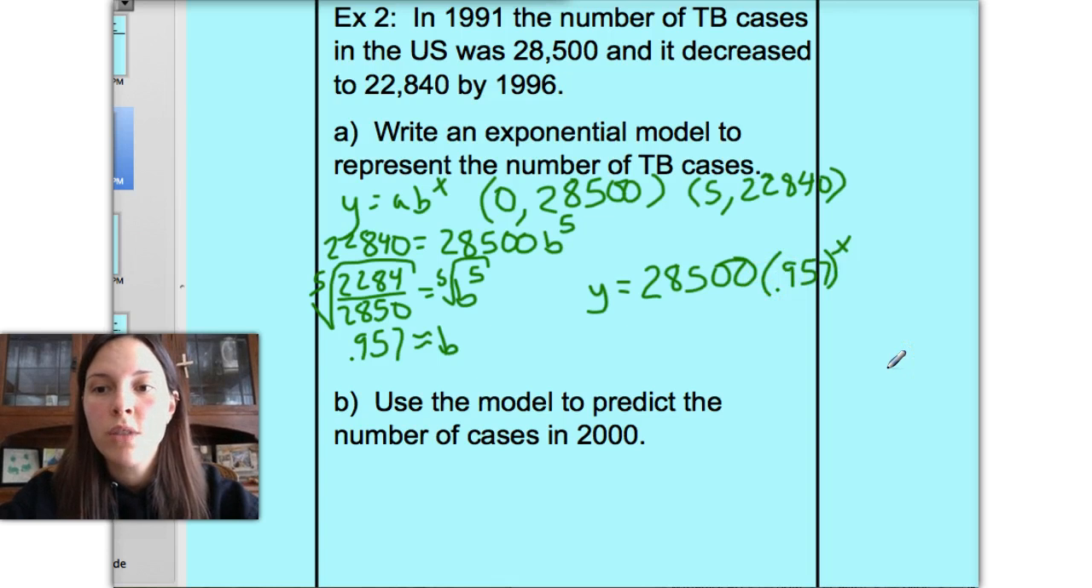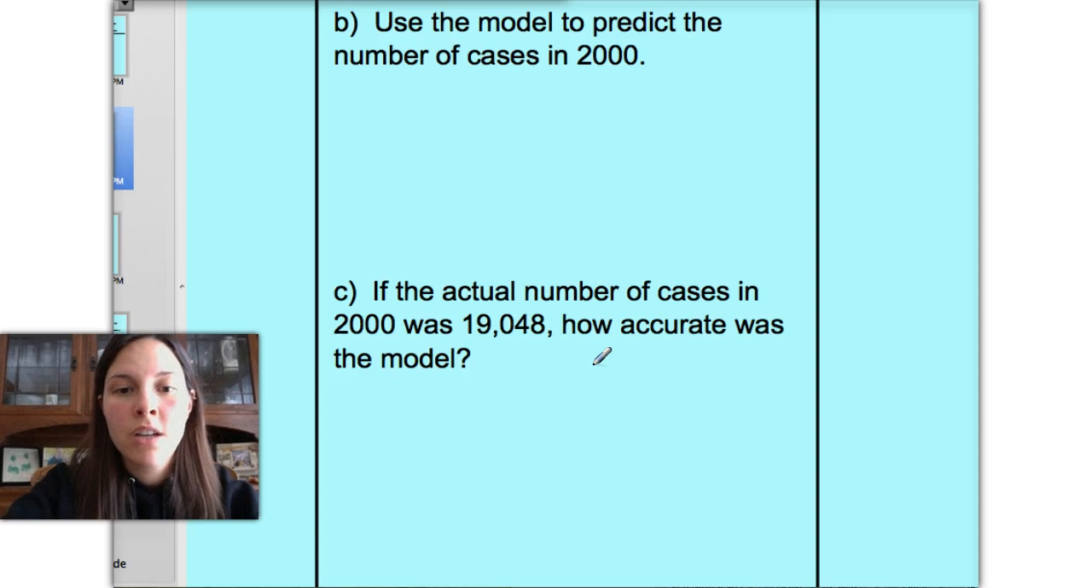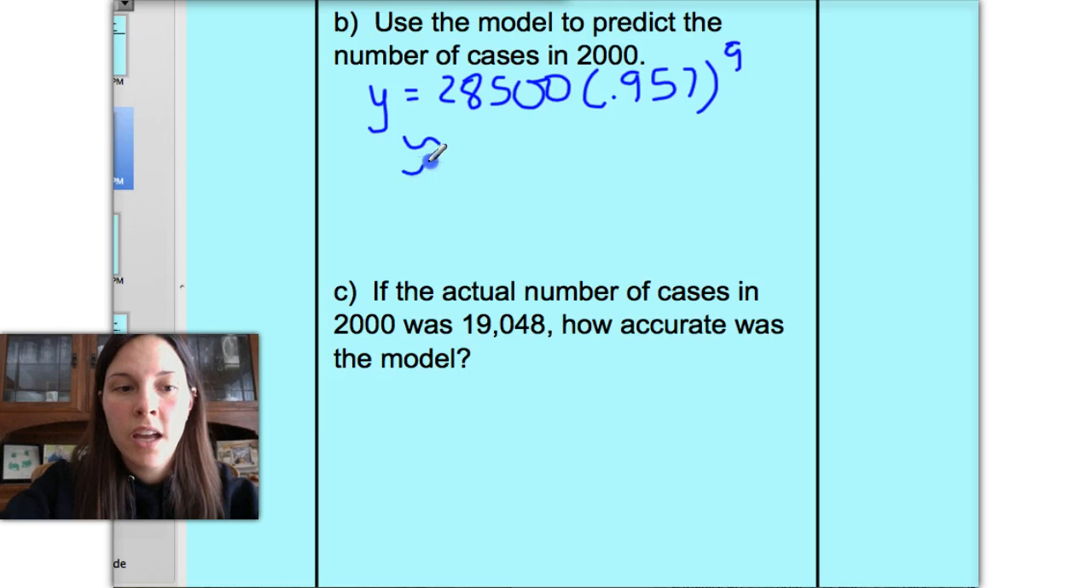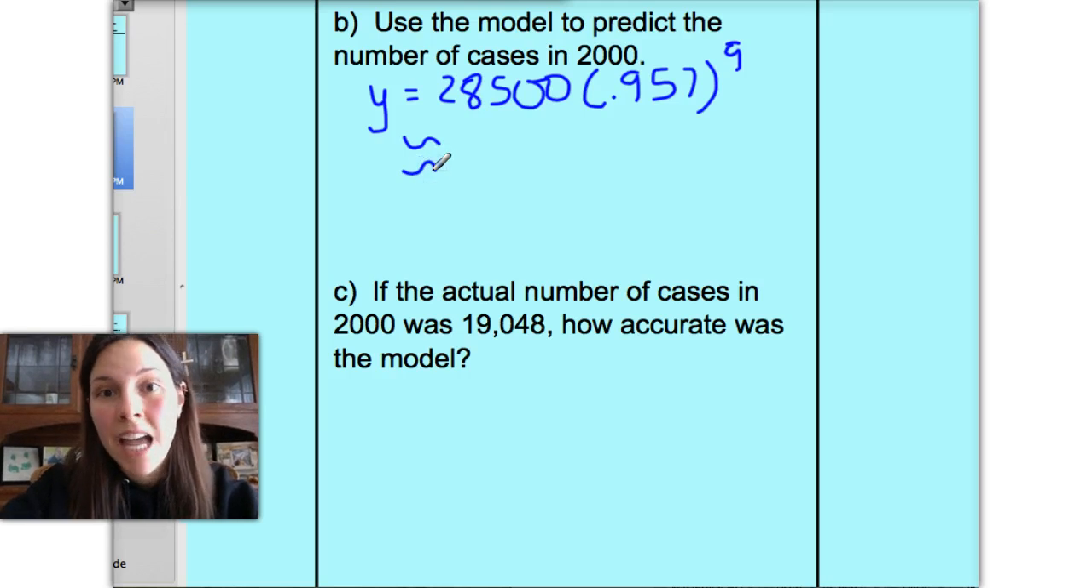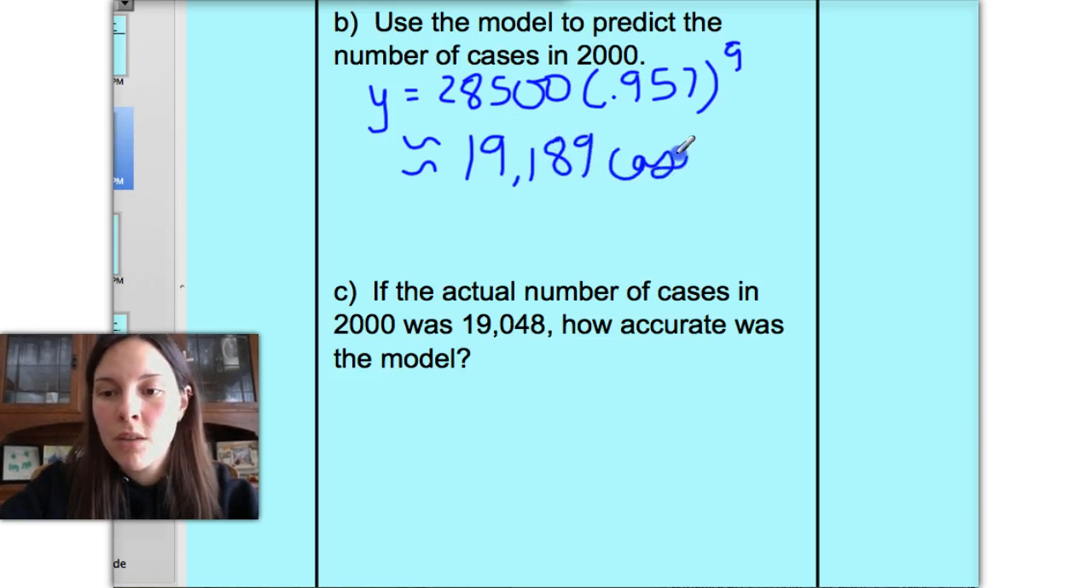So what we're going to do is use the fact that 2000 is 9 years after 1991, and that will be our x value. So we're going to substitute that into our model. And then we can just punch that in on our calculator. And I got, of course, rounded to the nearest case because half a person can't have TB. So I got 19,189 cases, because we always label our answer.